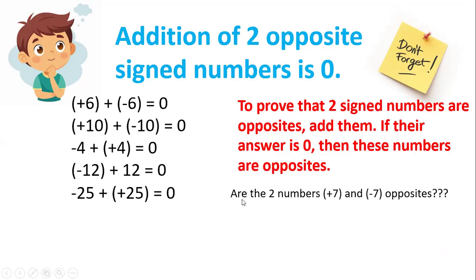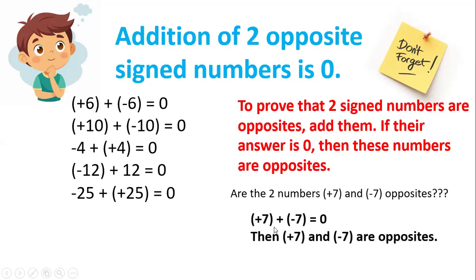Let me give you an example. I'm asked, are the two numbers positive 7 and negative 7 opposites? I will say, to prove that positive 7 and negative 7 are opposites, we add them. So I say positive 7 plus negative 7. The answer is 0.